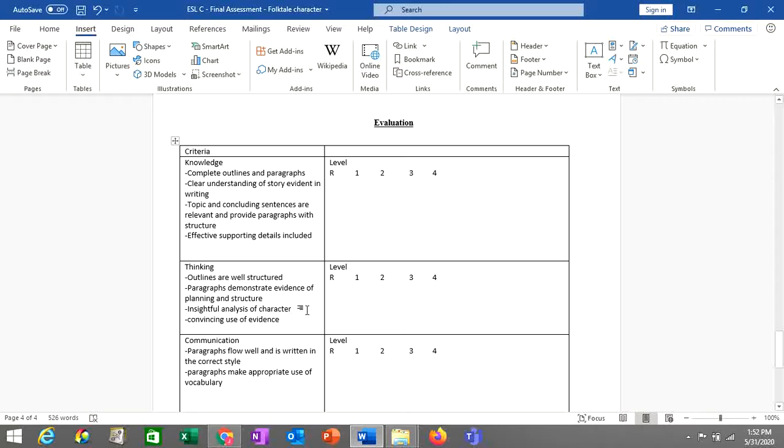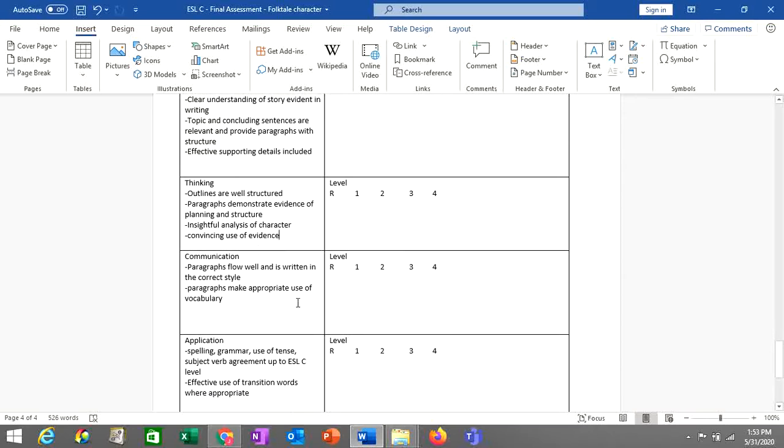Do you make a really kind of interesting point about how the story fails in a certain area, or how the story really succeeds in a certain area? And convincing use of evidence. So how insightful is your analysis, and how convincing is your analysis? Are people likely to believe you when they read it?